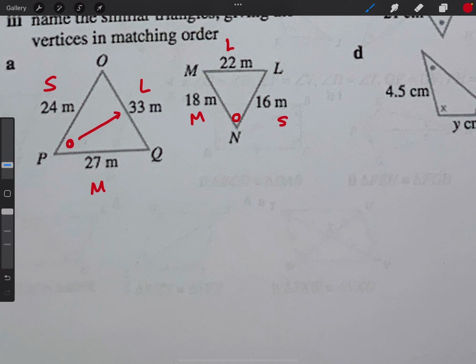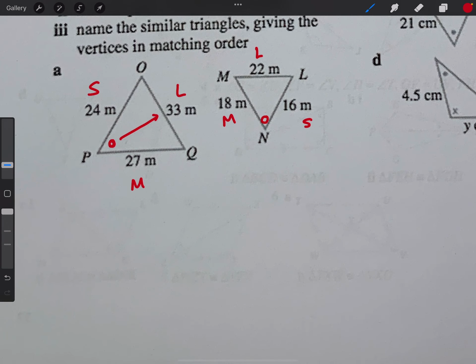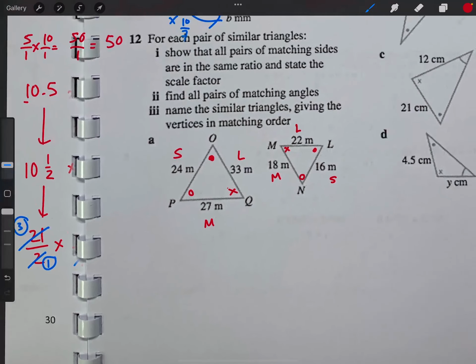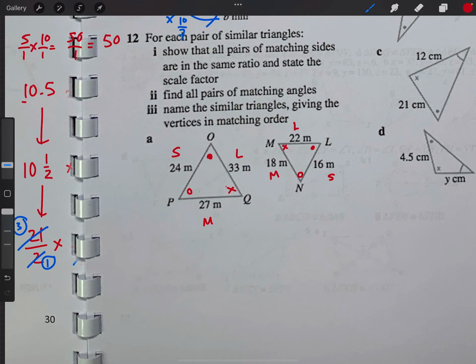Okay, so opposite the largest is the angle P. That's that one there. We've done that. Now, opposite the smallest is, I'm going to label this as X, or just a cross. And opposite this one must also be the X there. So there you go. And obviously for the last one, I'm just going to put a dot, a closed circle. Alright, there you go. Now I can write the matching sides and the matching angles too.